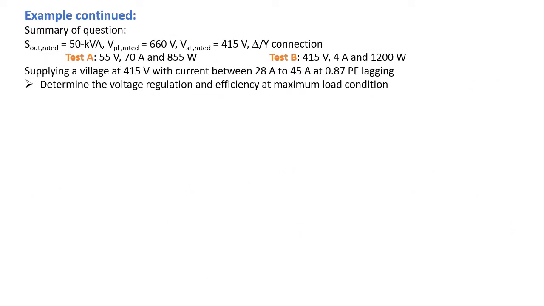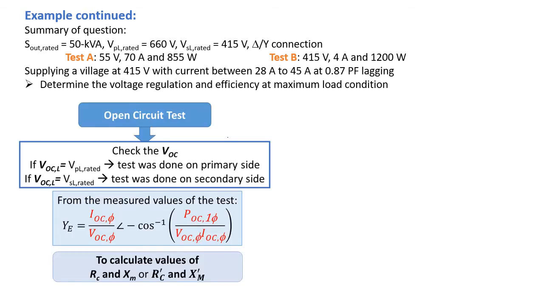Okay, so let's start by finding the equivalent circuit parameters. We have two tests, test A and test B. One of them will be the open circuit test and the other one will be the short circuit test. What we've learned is for the open circuit test, we need to check the voltage from the test data. And please remember, the voltage is a line voltage.